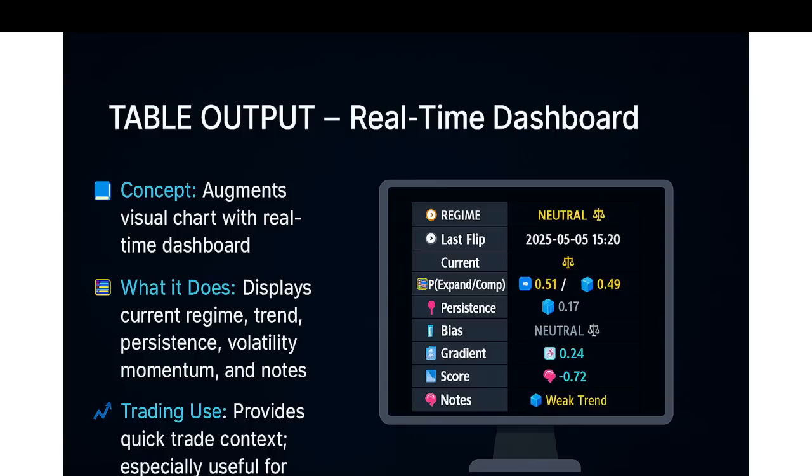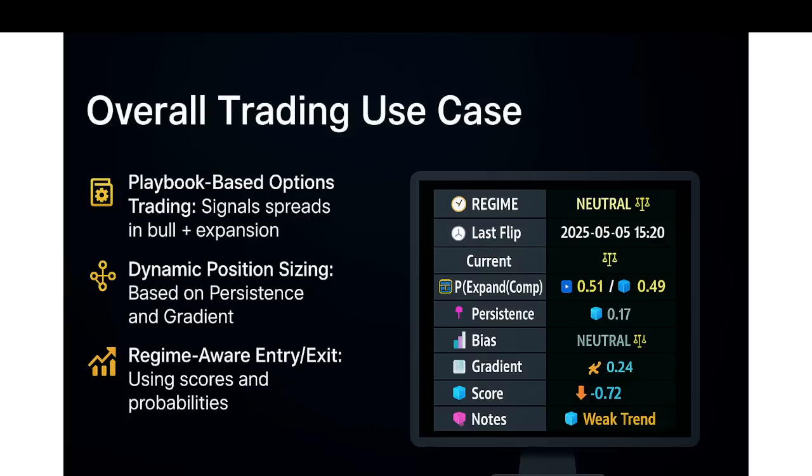And notes, that is after looking at all the above points, what is the crux, how you should interpret the market, that comes as weak trend. Actually for notes, we have a totally different PPT. Okay, so you have an overall trading use case. So according to this, you should be doing a different option strategy.